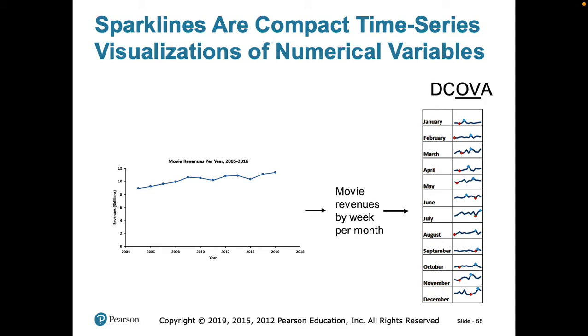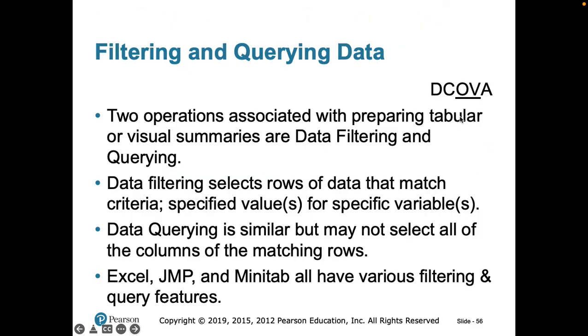Sparklines are compact time series visualizations of numerical variables. So here you have movie revenues per year from 2005 to 2006. So you have that time series, and you see how that is going there. And then you have movie revenues by week per month, and then you have those time series here on that DCOVA.